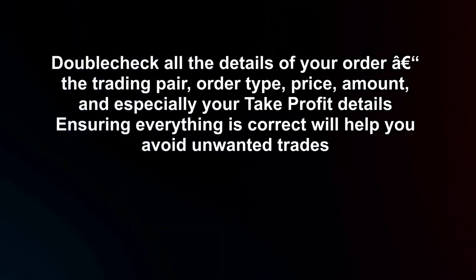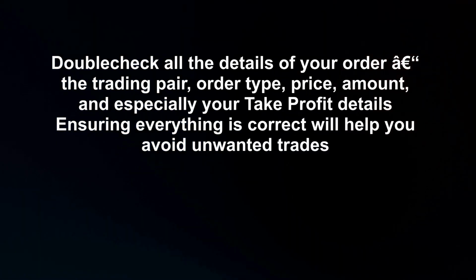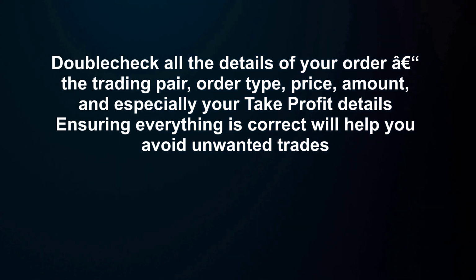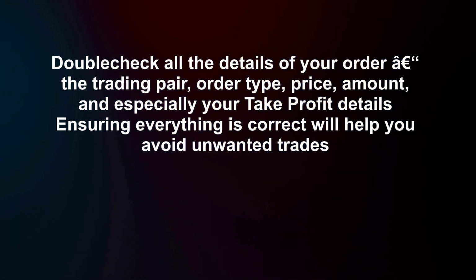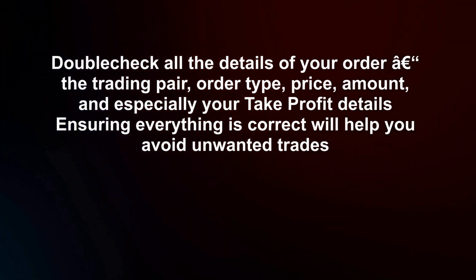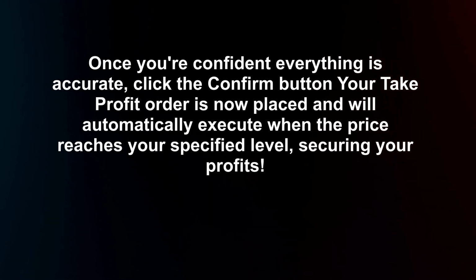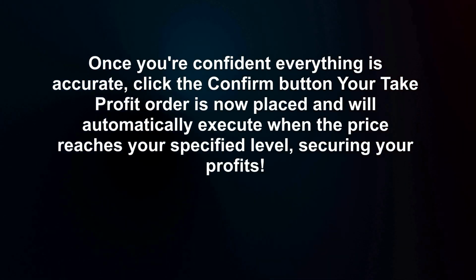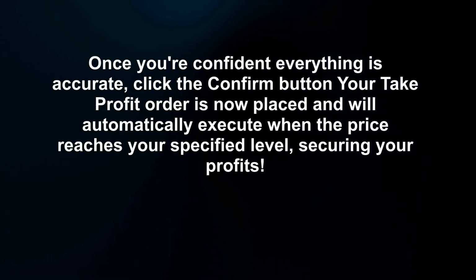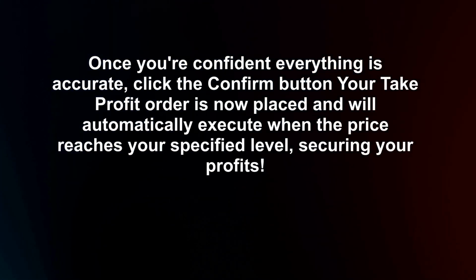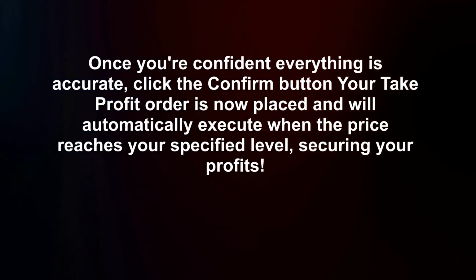Double-check all the details of your order: the trading pair, order type, price, amount, and especially your take profit details. Ensuring everything is correct will help you avoid unwanted trades. Once you're confident everything is accurate, click the confirm button. Your take profit order is now placed and will automatically execute when the price reaches your specified level, securing your profits.